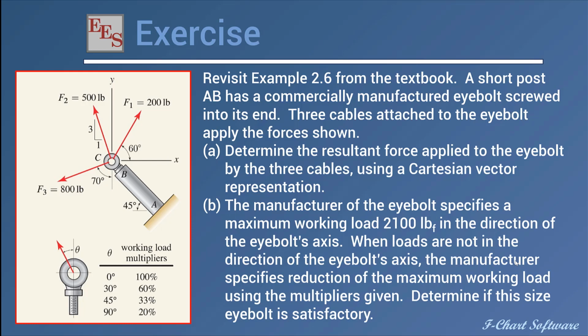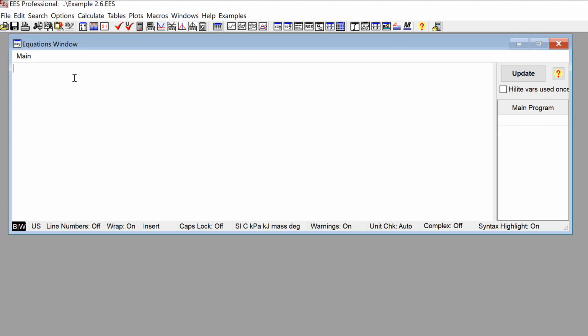Keeping in mind these working load multipliers that sit down here, depending on the angle of the resultant force relative to the axis of the eye bolt. Alright, so this is a great one to start with in terms of using EES, because it gives us a chance to use some of the concepts we just talked about in terms of assigning and adding vectors. So let's go ahead and give this a try.